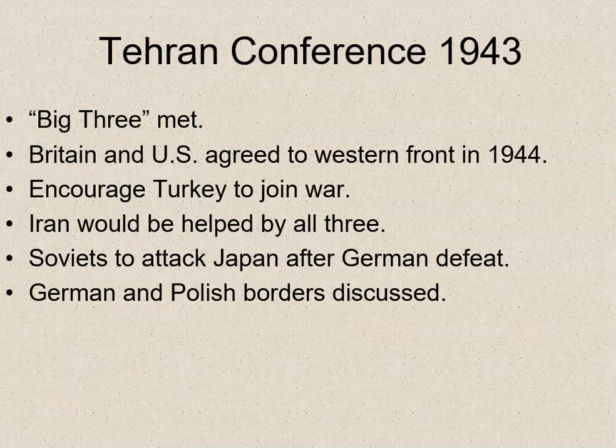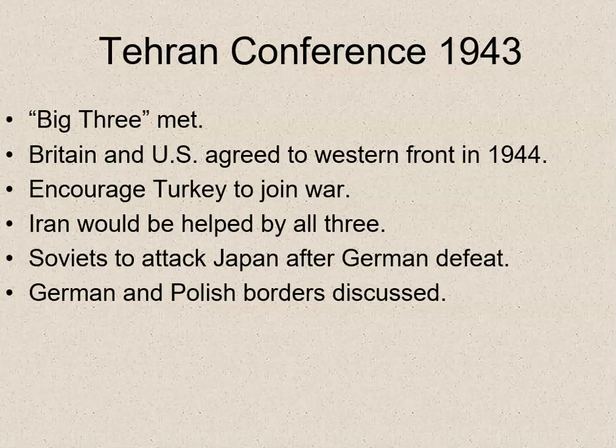A couple years down the road, there is a meeting of the Big Three. This is going to be the United States, Britain, and the Soviet Union. They meet in Tehran, which is in Persia or Iran. It's a place where all three leaders can get to. They also wanted to have the meeting there in order to keep Persia or Iran in more or less the Western influence or Western sphere and not go over to the Axis powers.